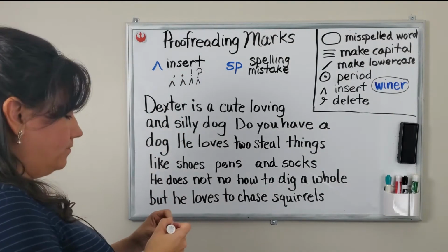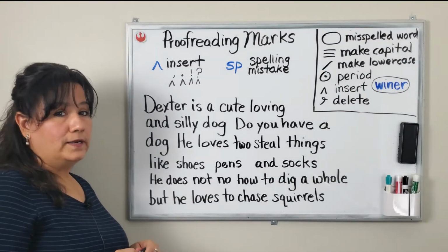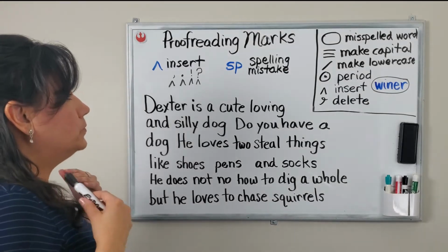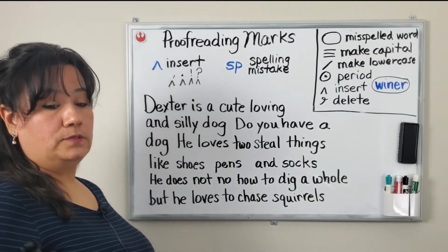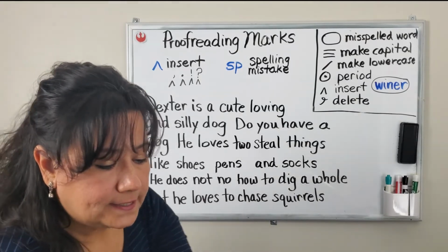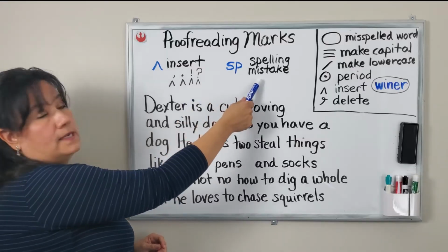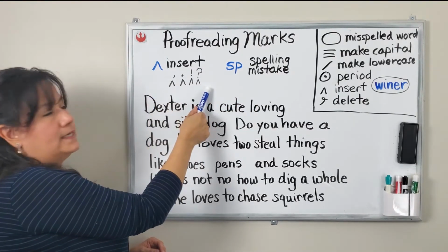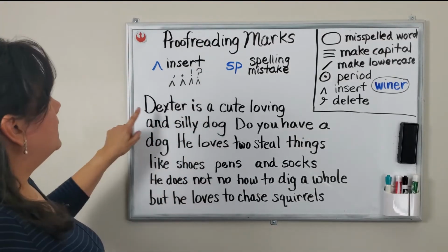So here we have some sentences about Dexter, and they have quite a bit of mistakes. So our job as good writers and good readers is to look out for those mistakes. So you're going to be using what I call your teacher eyes to see what is wrong. And of course, remember, we're going to be finding spelling mistakes, and we're going to be trying to figure out where we need to insert something, okay? Let's go ahead and read it once.